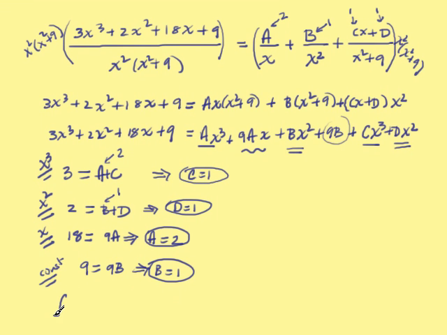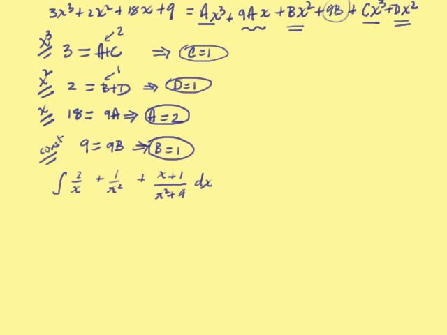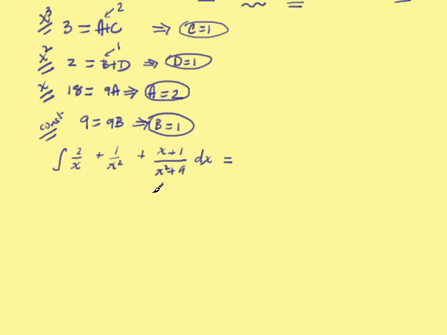Okay, let's write down our integral. 2 over x plus 1 over x squared plus (x plus 1) over (x squared plus 9). Okay, so we're going to integrate term by term, but we'll split this one up. So we're going to have the integral of 2 over x plus 1 over x squared plus x over (x squared plus 9) plus 1 over (x squared plus 9).